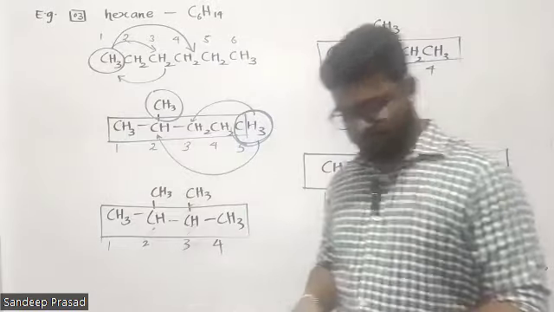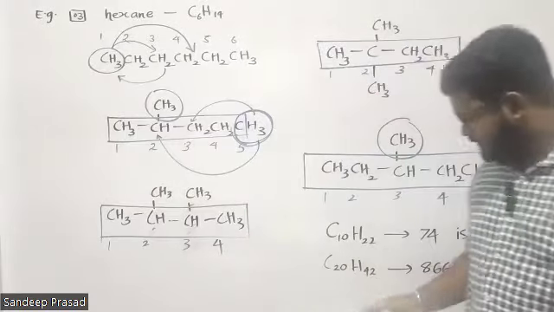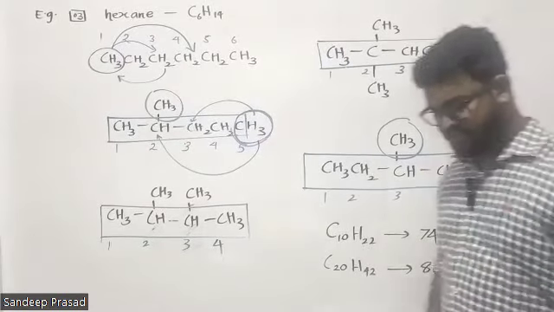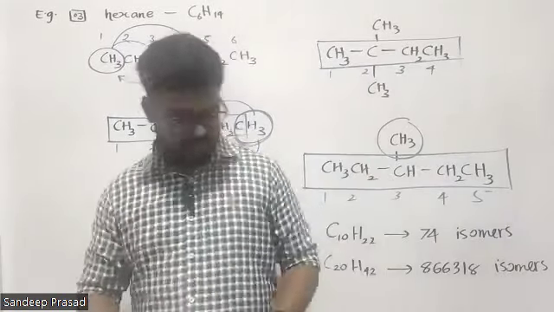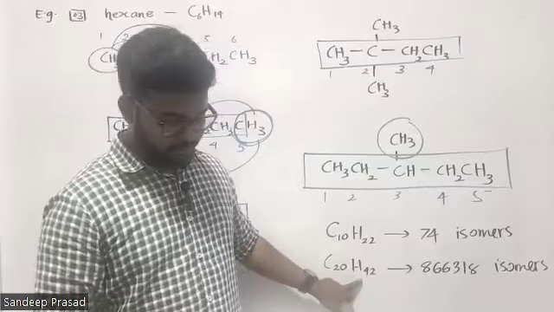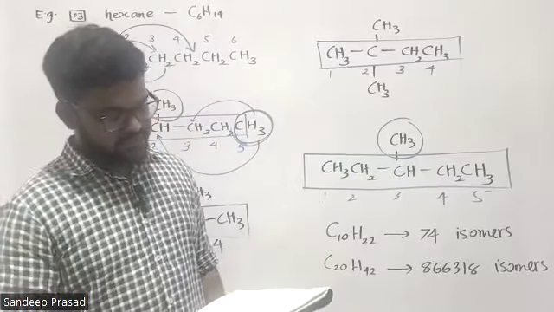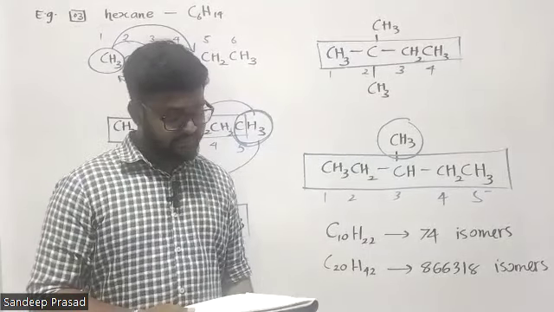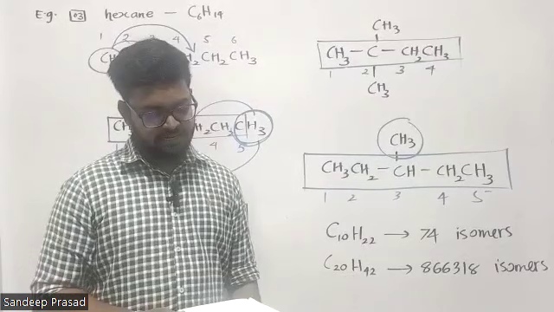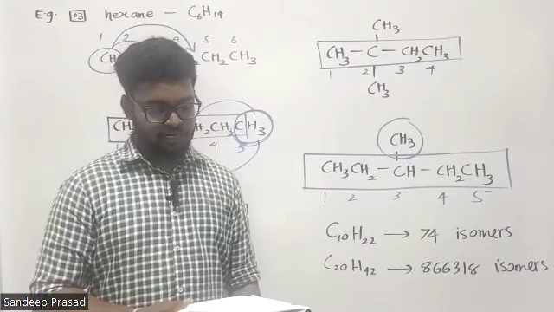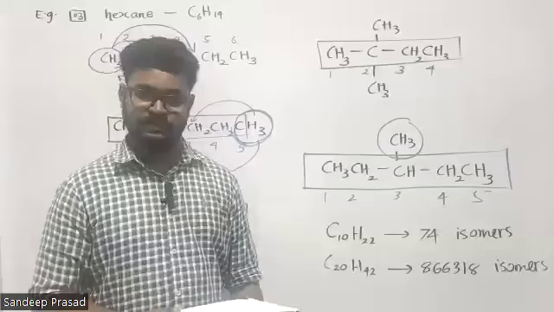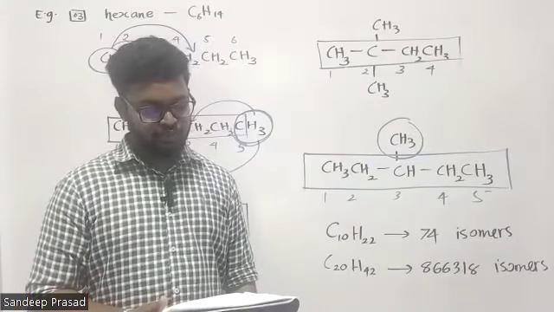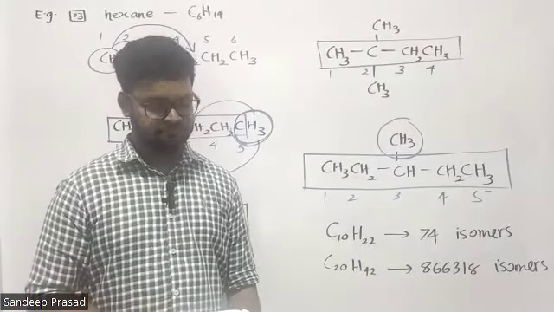Right. Now go to the next bullet point. The alkane with 10 carbon atoms, I have given you a bracket. Write down C10H22. It has 74 structural isomers, and the alkane with 20 carbon atoms, that means C20H42, has 866,318 structural isomers. It is clear that as the number of carbon atoms in the alkane series increases, the number of isomers increases very rapidly. And this is why the number of alkanes is too large to express numerically.